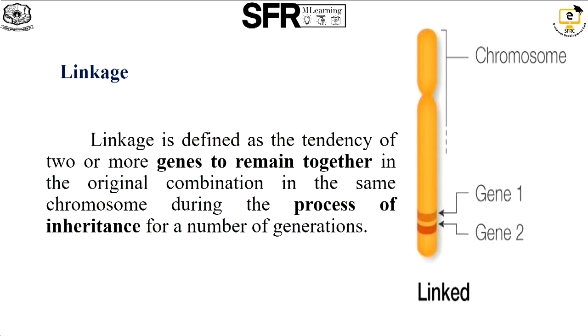Linkage is defined as the tendency of two or more genes to remain together in the original combination in the same chromosome during the process of inheritance for a number of generations. In the image you can see gene 1 as well as gene 2, both remain together and they will remain the same in the process of inheritance for a number of generations too.